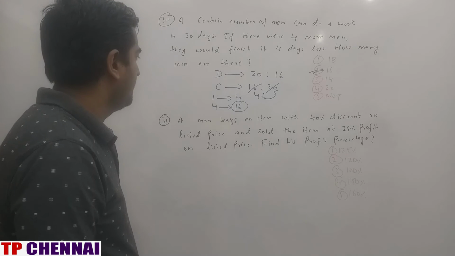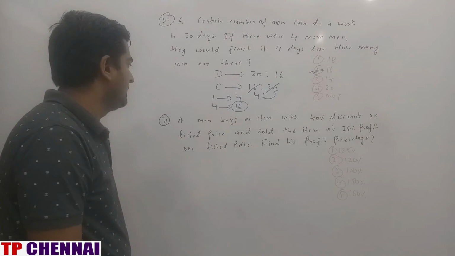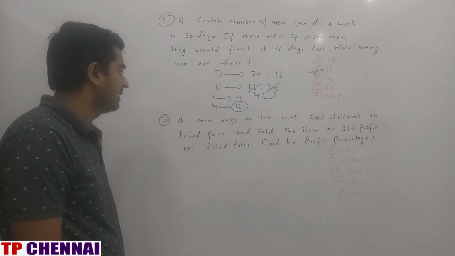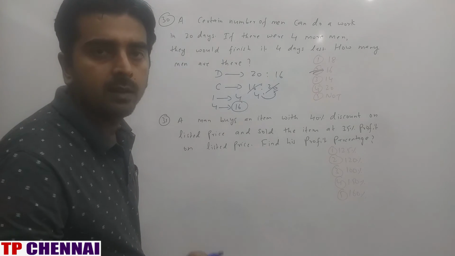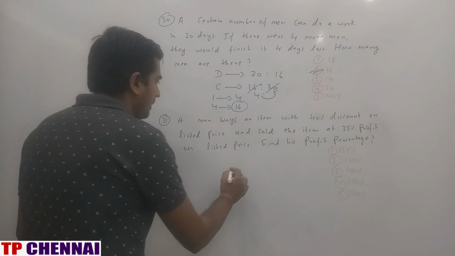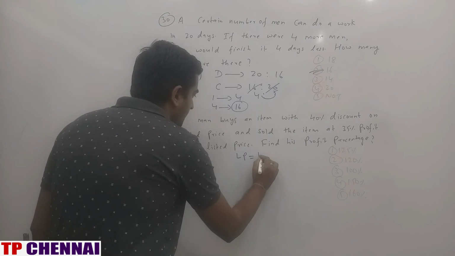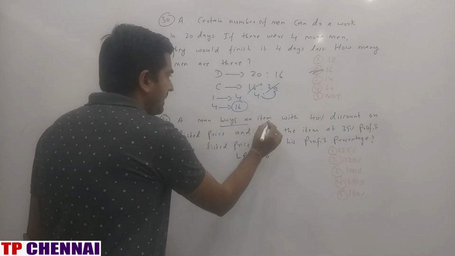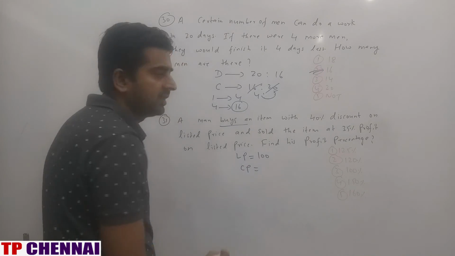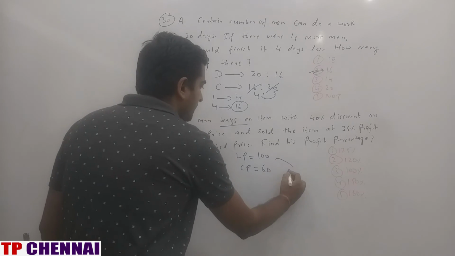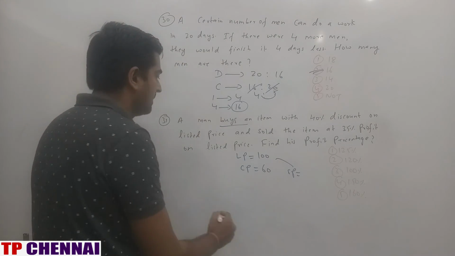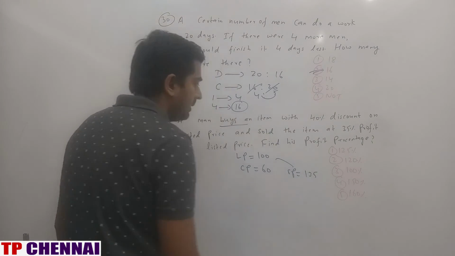Next one. A man buys an item with 40% discount on list price and sold the item at 35% profit on the listed price. Find this profit percent. List price is nothing but label price or mark price. So if suppose list price is 100, a man buys, so CP will be how much? 40% discount, so which is nothing but 60. Now he sold, selling price at 35% above, which is 135.